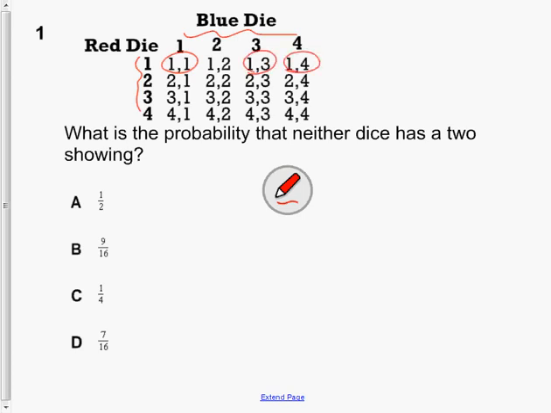Everything else on that second row does. This doesn't, this doesn't, this doesn't. This doesn't, this doesn't, this doesn't. So if I count those up, I have 9 out of the total of 16, which makes my answer B. There are 9 possible combinations out of the 16 combinations that are not showing a 2. The rest that aren't circled have a 2 in them.